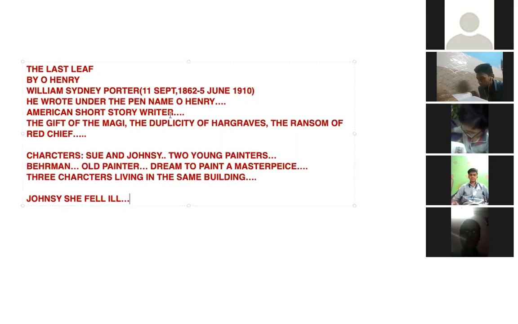"It is autumn," said Sue, "and the leaves will fall." So Sue clarifies that it is the autumn season and leaves are going to wither. They are going to fall. So what's new in it? And what's there to get depressed about? "Oh, that's nonsense," replied Sue.